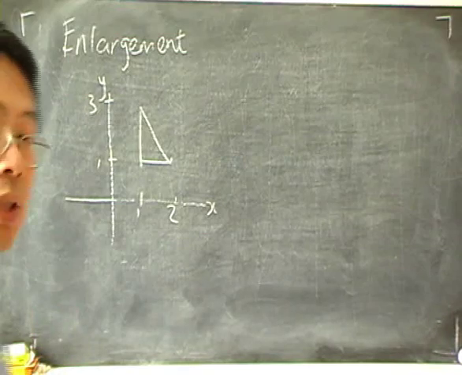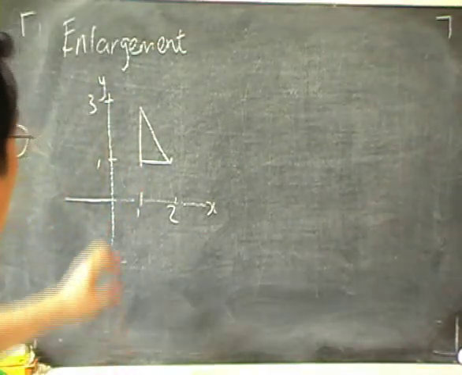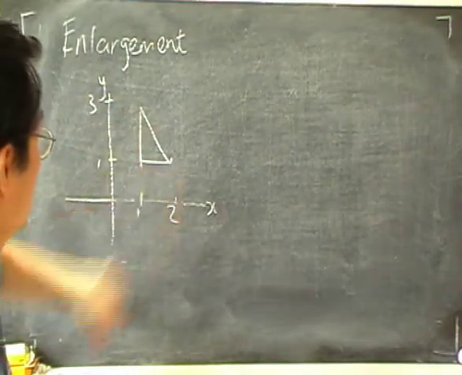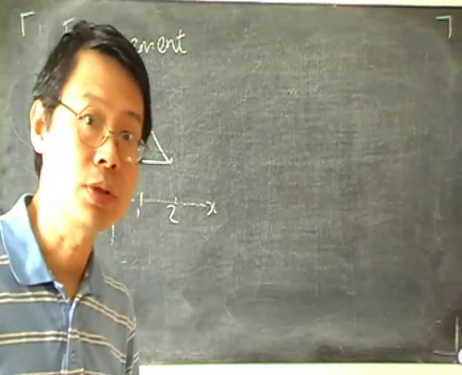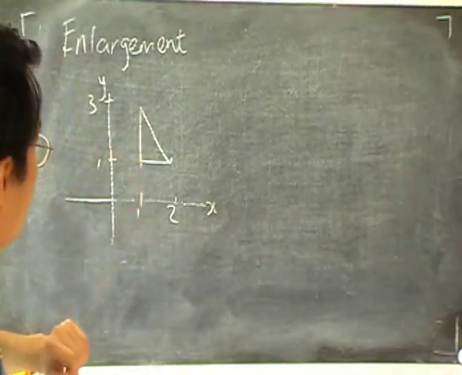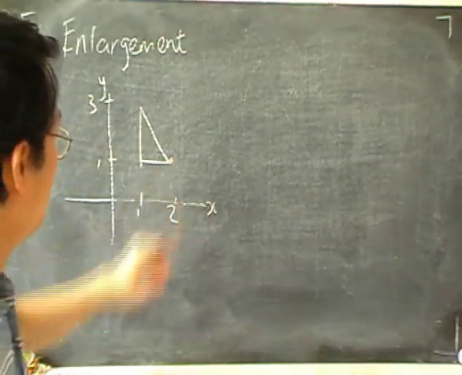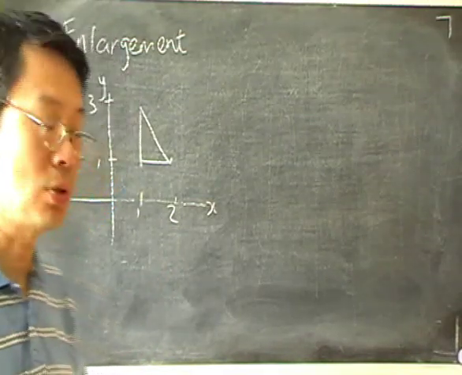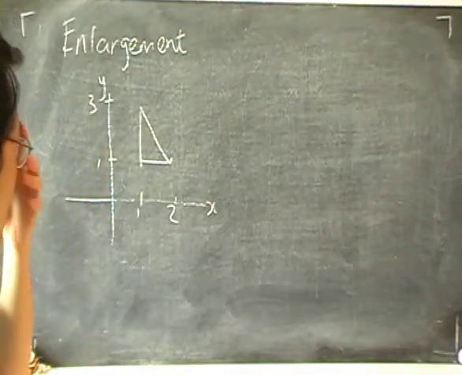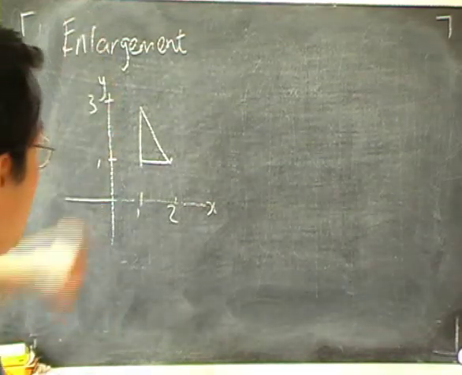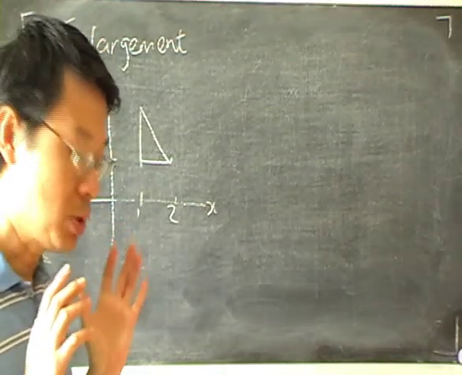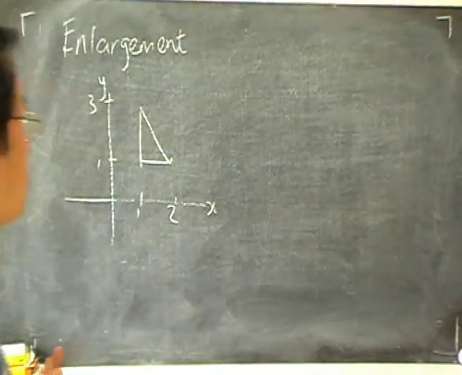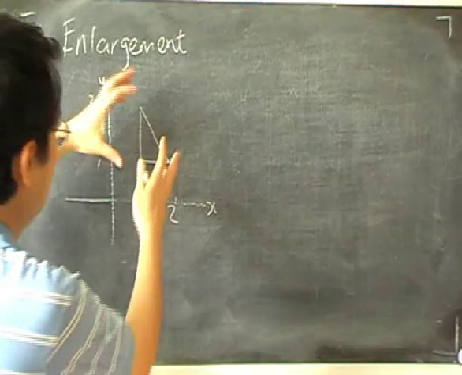So let's say we have this triangle. The corners are at 3 points on the coordinate on the XY plane, and we know the positions of these 3 points. Now, in enlargement, we want to look at a transformation that will make this bigger.